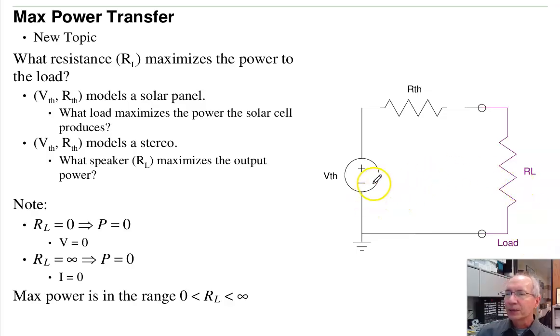If this is a stereo, my stereo looking in has a Thevenin voltage, Thevenin resistance. What resistance for the speaker maximizes the power to the speaker? That's the max power transfer problem. And note there is a maximum. If RL equals 0, power is volts times amps. If I short this, voltage is 0, power is 0. If I open it, current is 0, power is 0. So somewhere between 0 and infinity for resistance, there's maximum power.